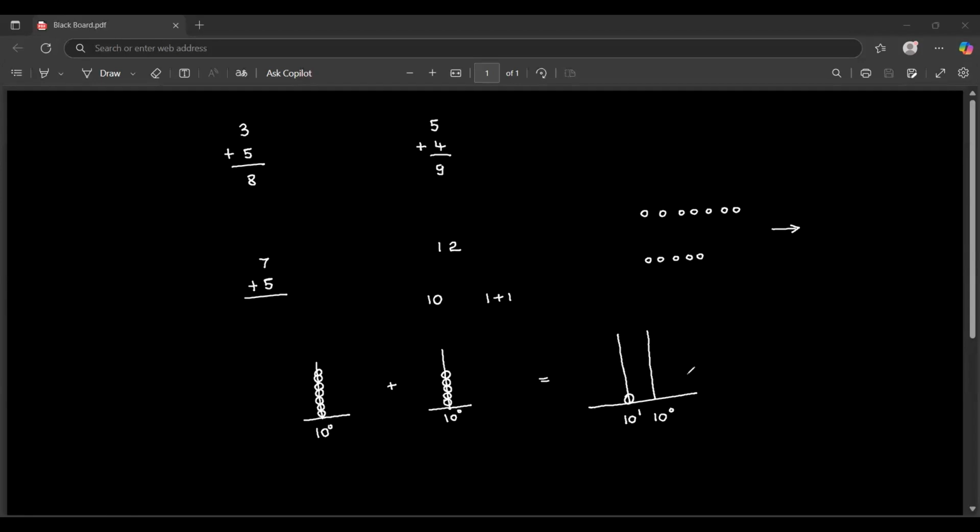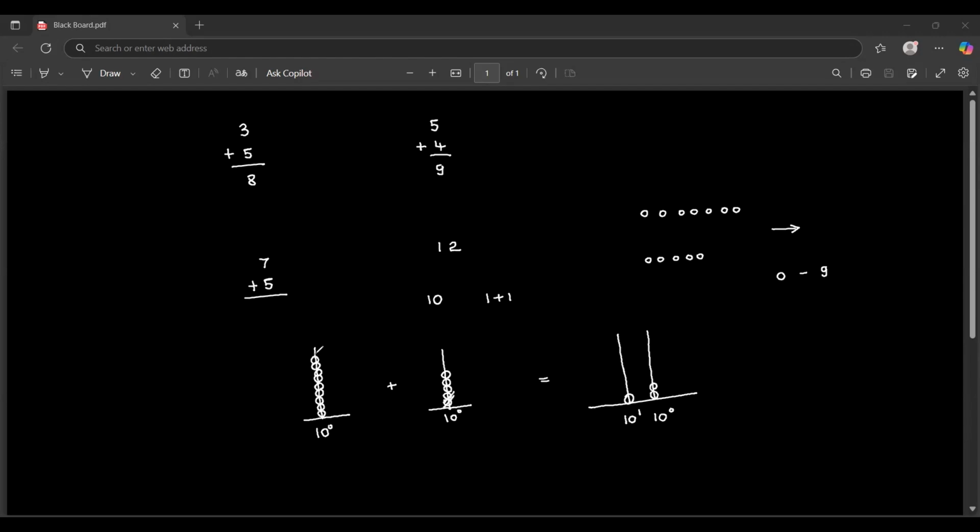But the thing is, you can't have more than 9 counters in one rod, because the decimal number system only has 10 numbers, from 0 to 9. So in a specific rod, you can't have more than 9 beads. So you filled it. You have 7 here, you added 1, it became 8, you added 1, it became 9, and you can't add 1 more here.